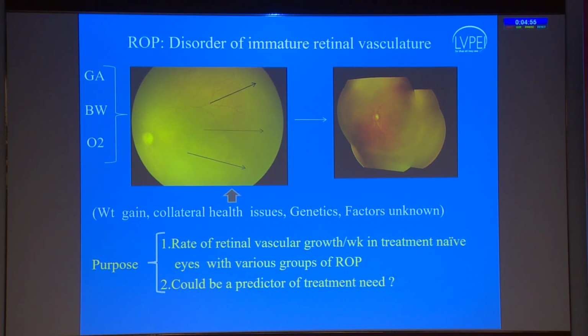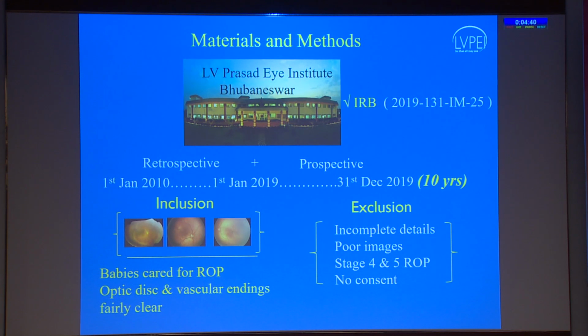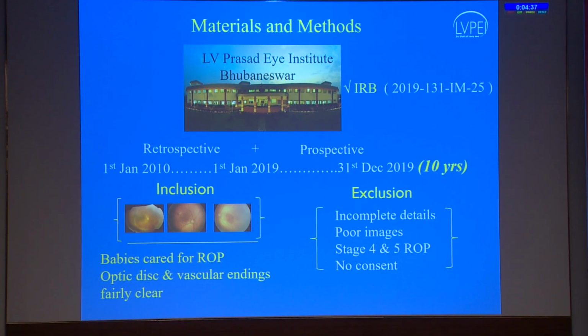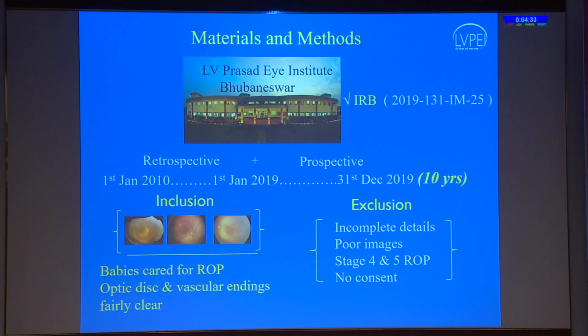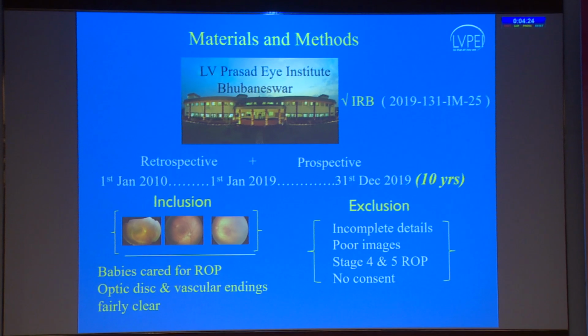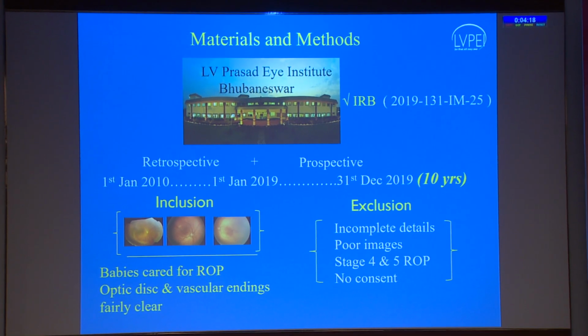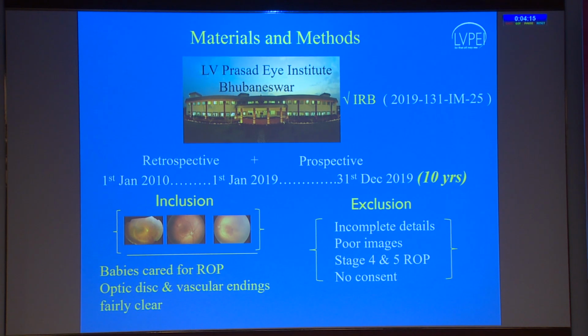This common endpoint we exploited and tried to analyze what is the rate of retinal vascular outgrowth per week in treatment naive eyes with various groups of ROP, and can it be a predictor for treatment need. So this was a 10-year study, partly retrospective from 2010 to 2019 and prospective from there onwards up to December 2019, and was approved by the Institute Ethics Committee. We included babies cared for ROP where the optic disc and the end of the blood vessels were visible clearly in one imaging field, and those with incomplete details, poor image quality, and no consent we excluded.